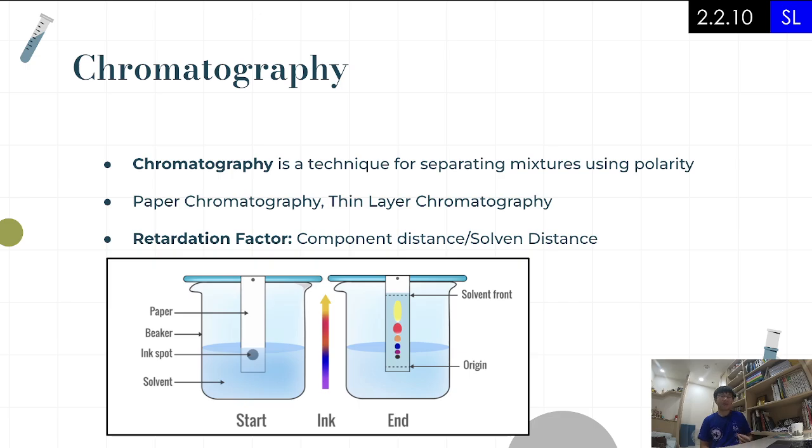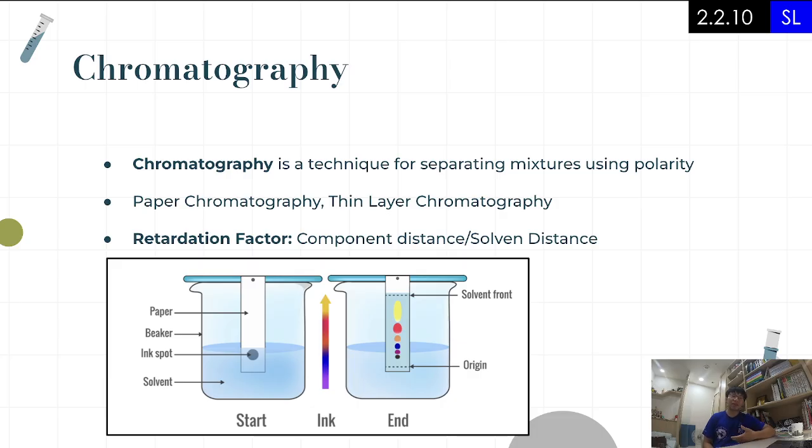Now we're talking about intermolecular forces and chromatography. Chromatography is a technique to separate mixtures, and it's one of my favorite techniques because it's more special than, say, straining it or picking it out. There are two types of chromatography mentioned in the textbook: paper chromatography and thin layer chromatography.